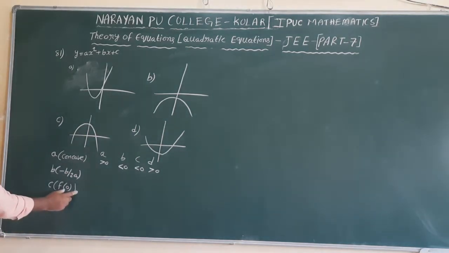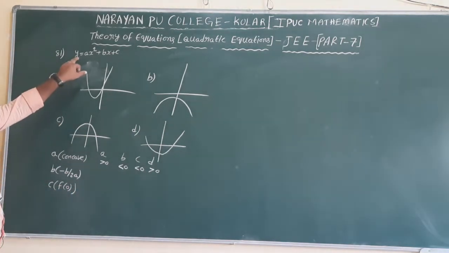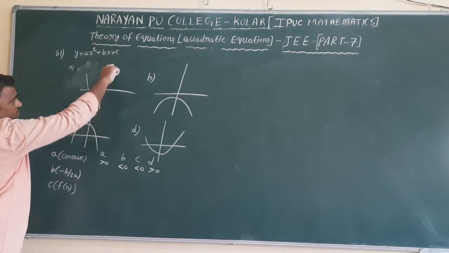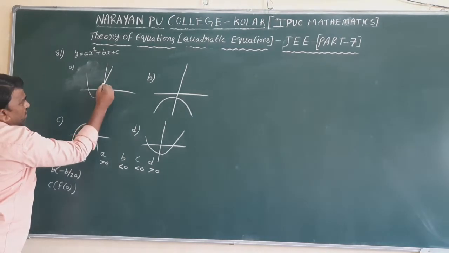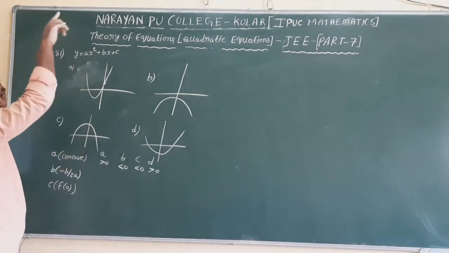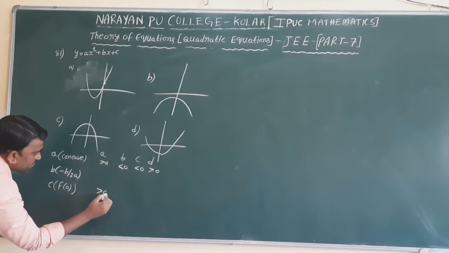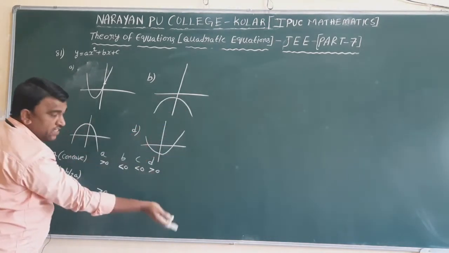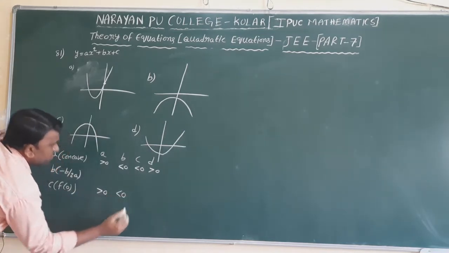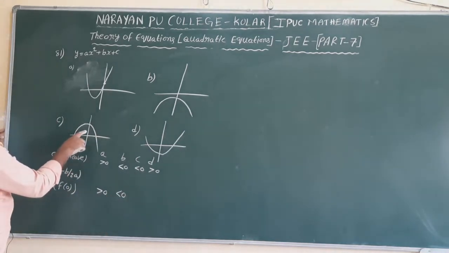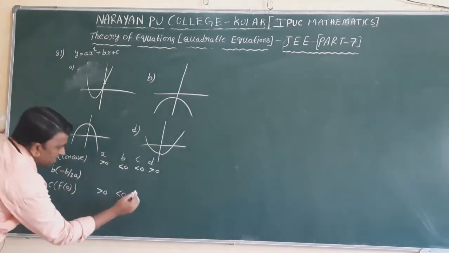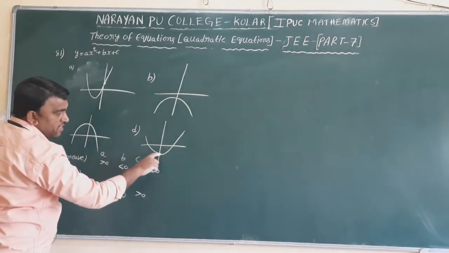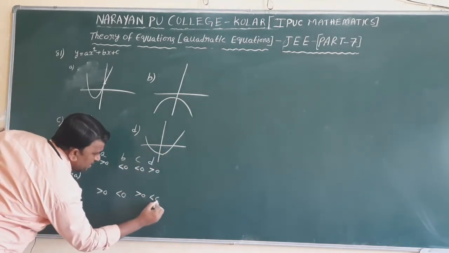Next, if you take c, the y intercept, where x value is 0, this means the point on the y axis. The first one cuts the positive y axis, with upward opening, so it is greater than 0. Next, the second one cuts the negative y axis, that means less than 0. Next, the third one cuts the positive y axis, greater than 0. And this one cuts the negative y axis, less than 0.